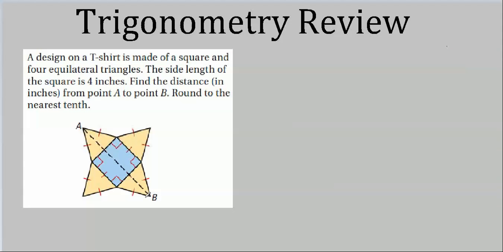Well, it looks to me like part of that we can get done right off the bat, because they tell us that the square has 4-inch sides. So the distance from here to here must be 4 inches. So we got that part. All we have to do is figure out what this is here. Well, this is an equilateral triangle.